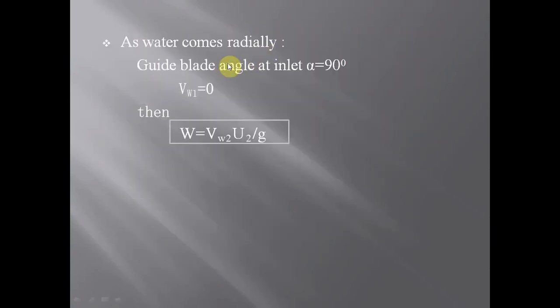As water enters radially, the guide blade angle at inlet alpha is equal to 90 degrees, so Vw1 equals 0, then W is equal to Vw2 × U2 divided by g.